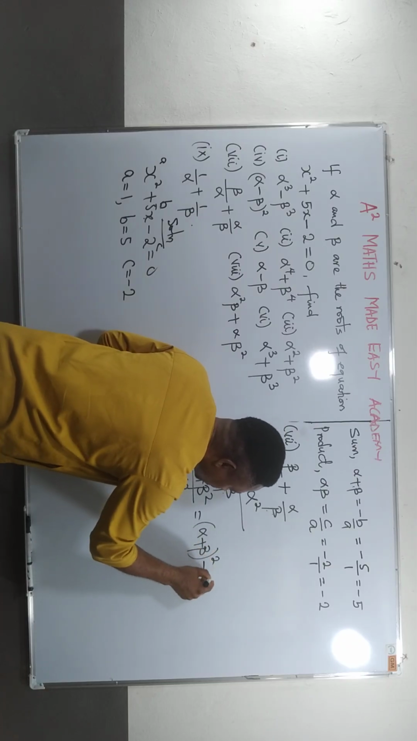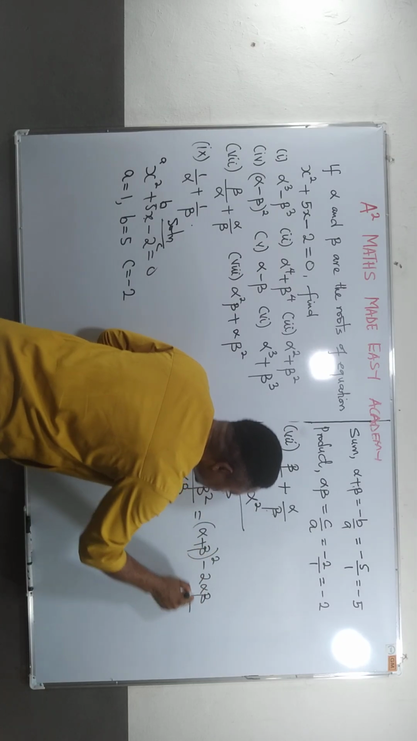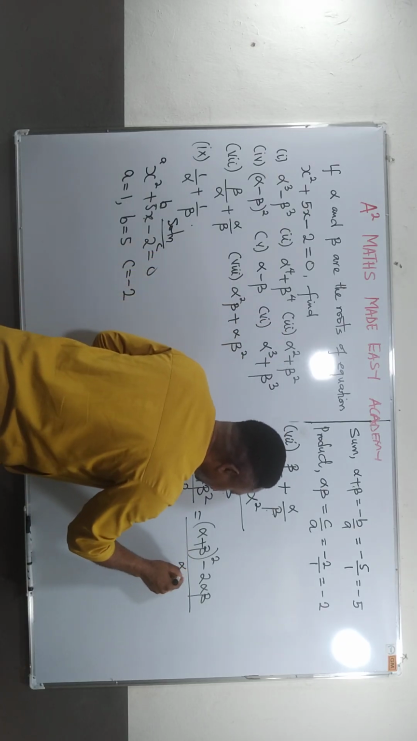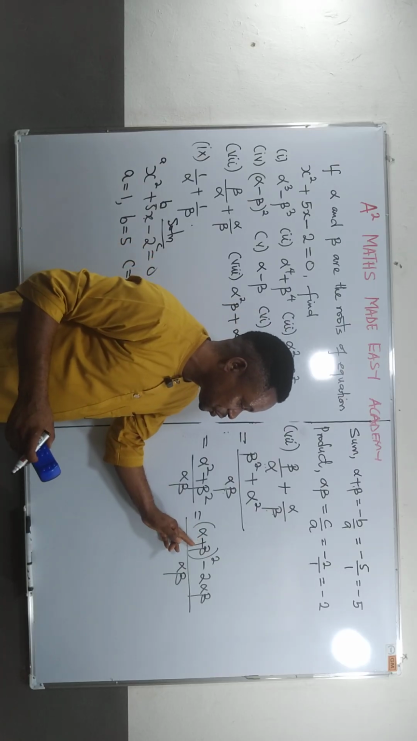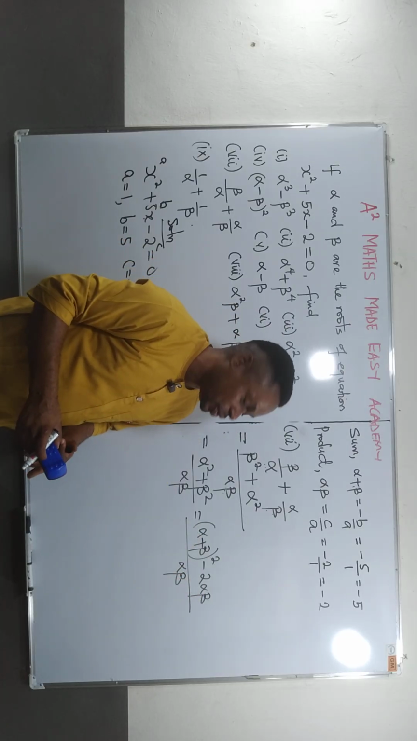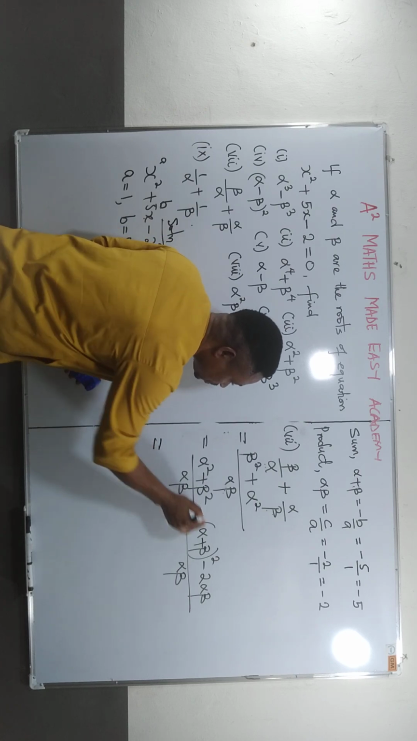Then all squared minus 2 alpha beta, divided by the denominator, which is alpha beta. Life goes on. So what do we do? This is alpha plus beta, the sum. This is the product, and this is the product. Now let's substitute. You have something like this.